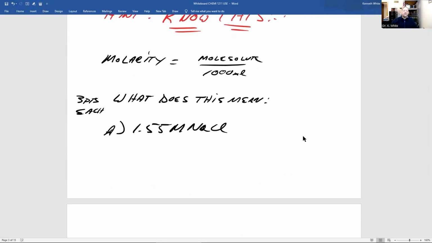And the question is, what does this mean? And you see a 1.55 capital M NaCl. Molarity is abbreviated by capital M. So this is the molarity. And this means 1.55 moles sodium chloride per 1,000 milliliters.